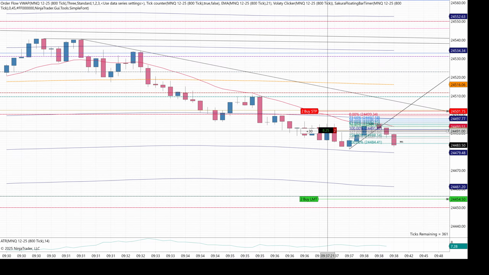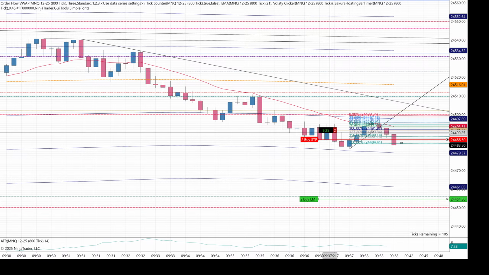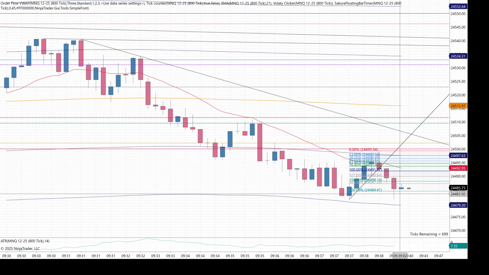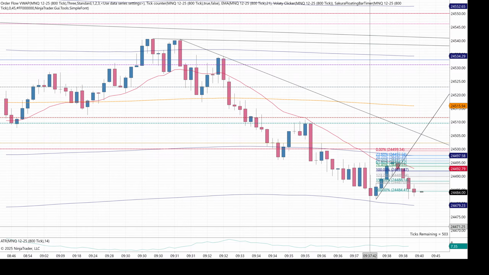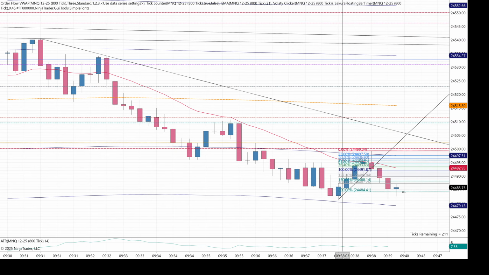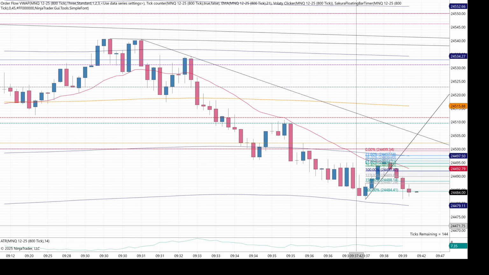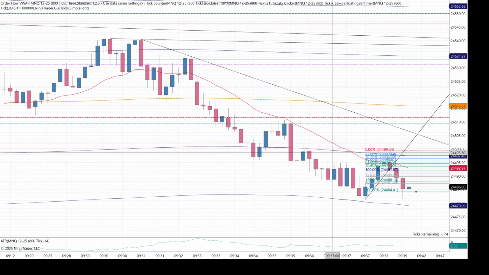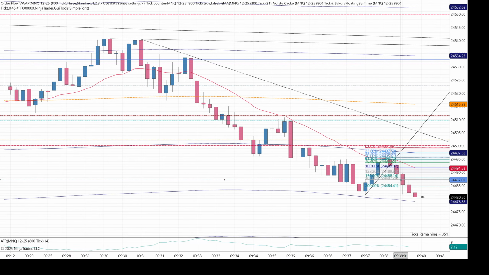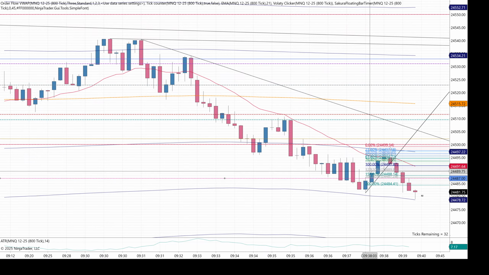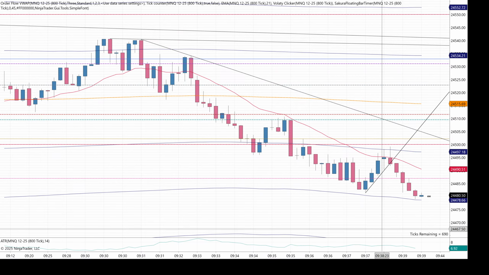Okay. Moving my runner to at least 5 points here. Got taken out. We'll keep track of the runner as if we were still in this trade. It would be right here. Just go ahead and delete that.